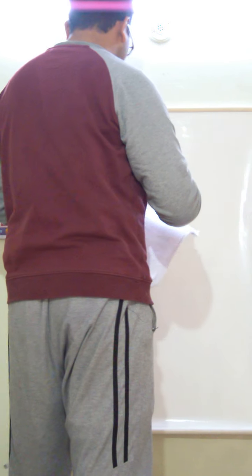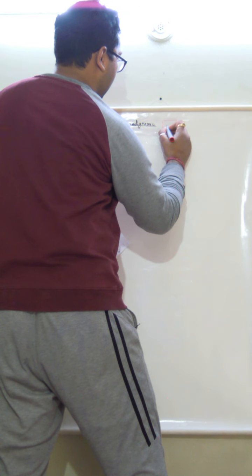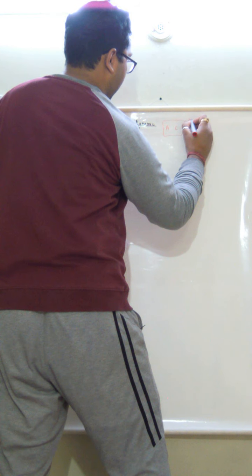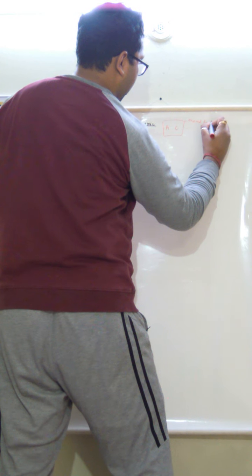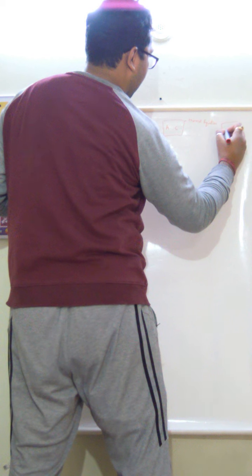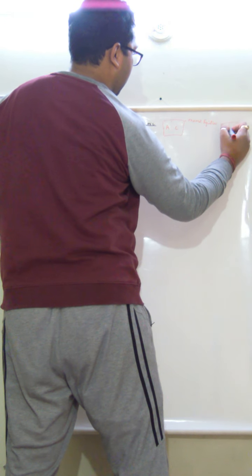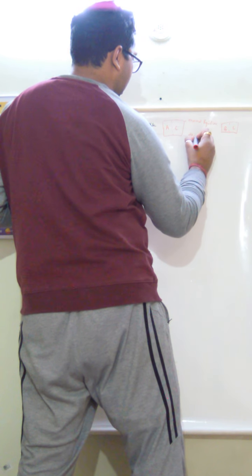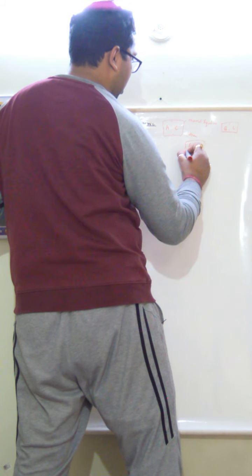Look, if A and C are in thermal equilibrium, and B and C are in thermal equilibrium, then A and B are also in thermal equilibrium.